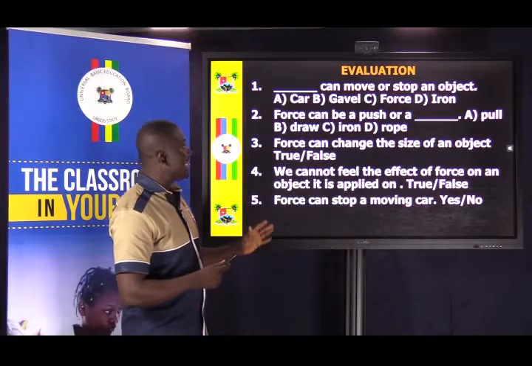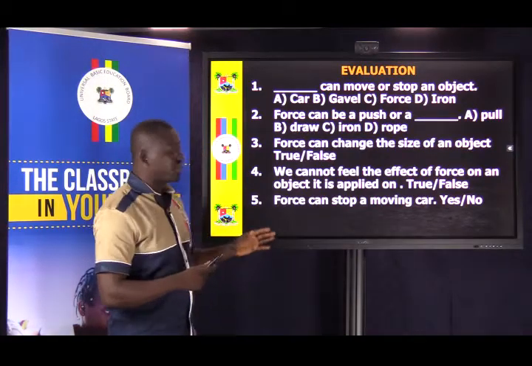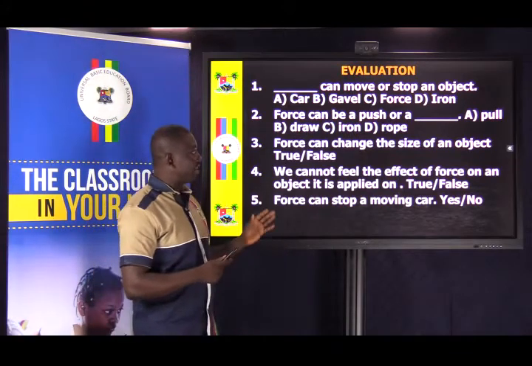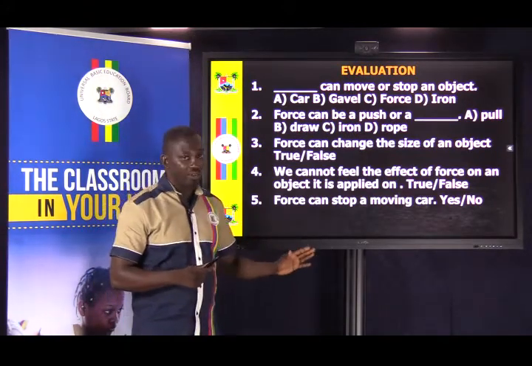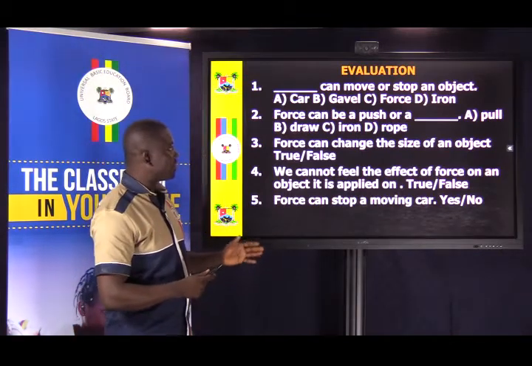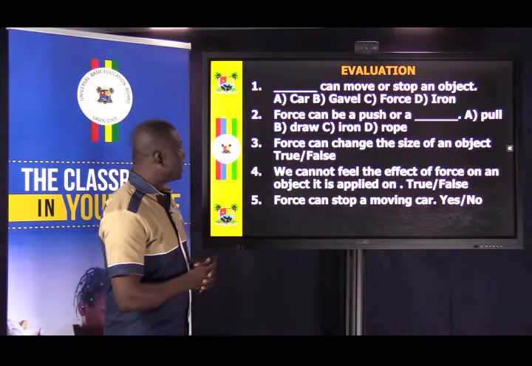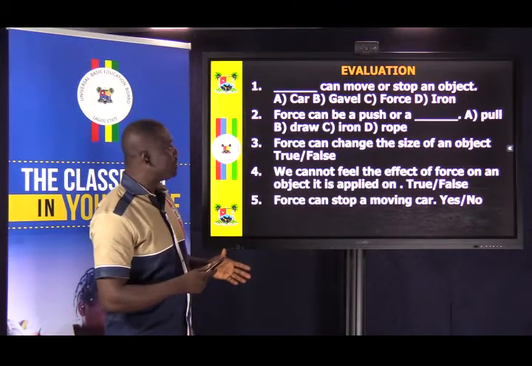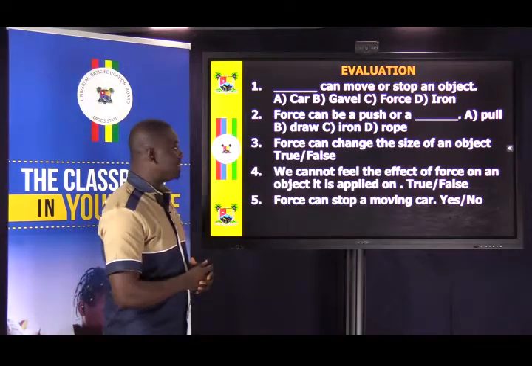Question number 1, dash can move or stop an object. Is it car? Is it gavel? Is it force? Is it iron? What can move or stop an object? Number 2, force can be a push or a dash.